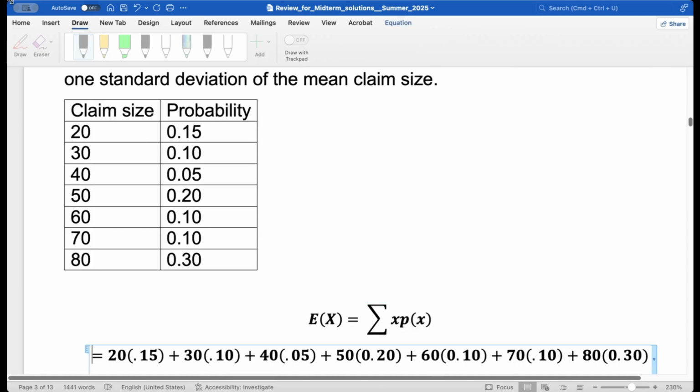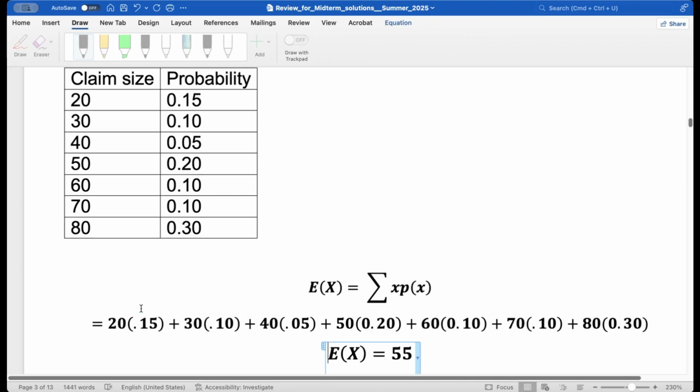Summation x times P of x. So you're multiplying each claim size with its corresponding probability. 20 times 0.15, 30 times 0.10, 40 times 0.05, and so on. And you're going to total that all up. And that gives you a mean of 55. Mean claim size of 55.